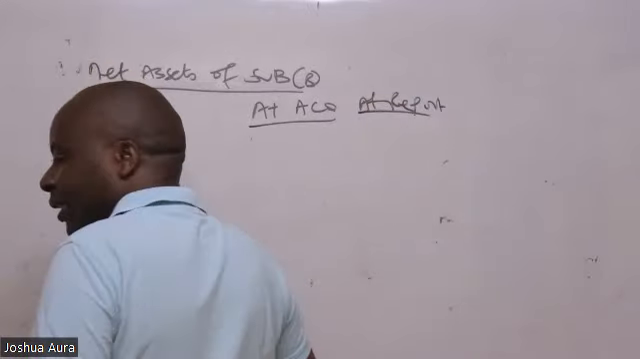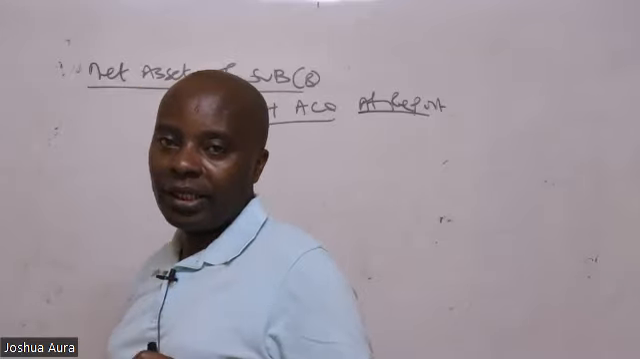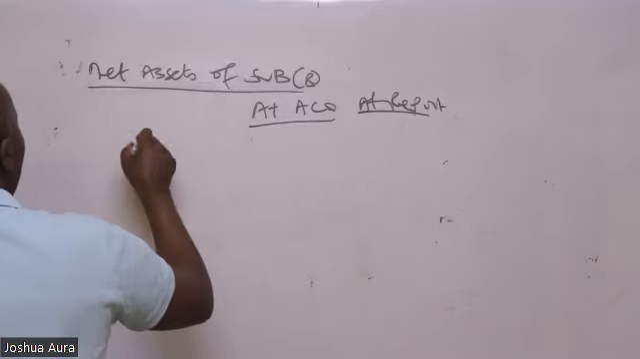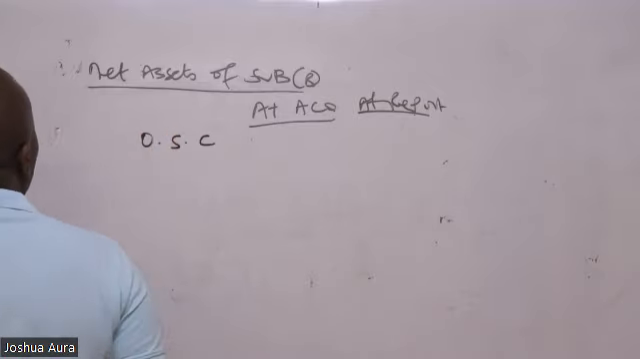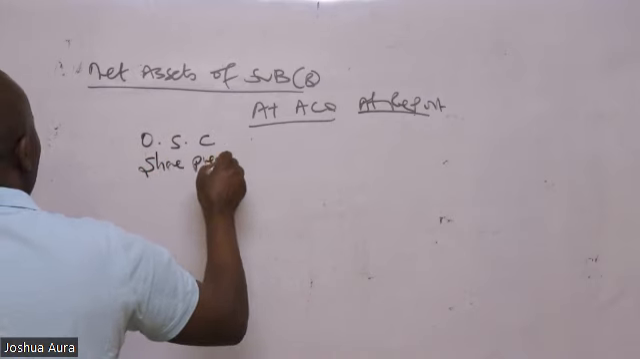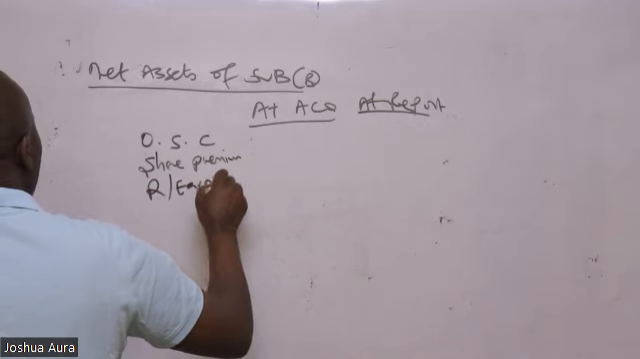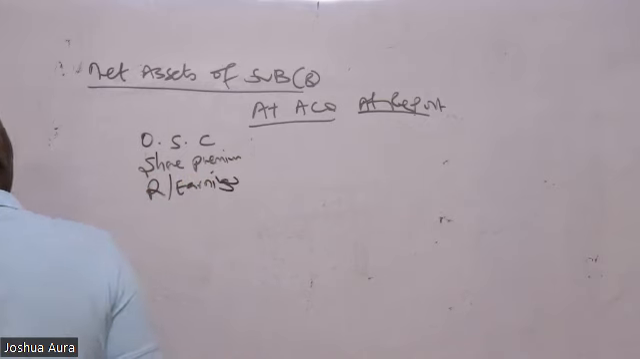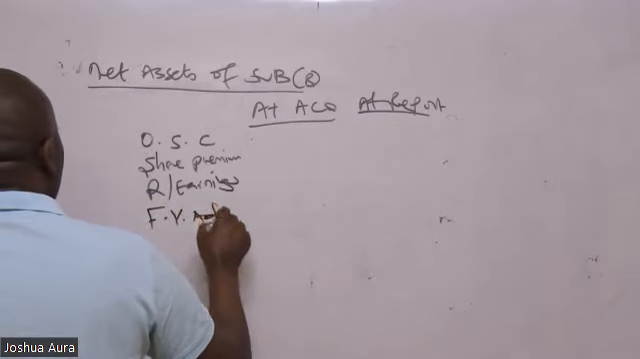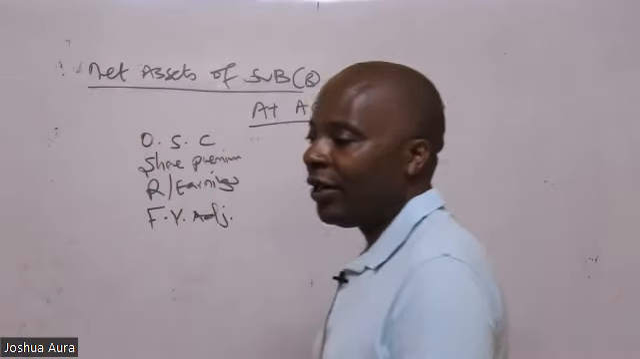Remember, net assets, ladies and gentlemen, we shall always look at the equity components. What do we have here? We have the ordinary share capital, the share premium, retained earnings, and in this case, a fair value adjustment.